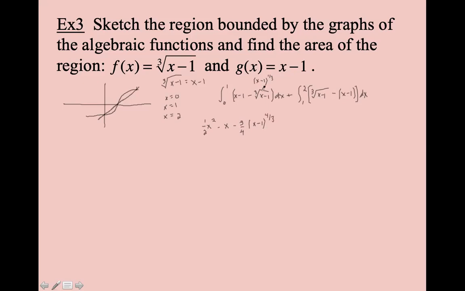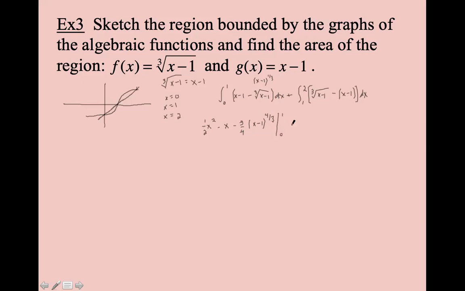Again, if I check the chain rule here, the derivative of x is just 1, so I don't need to worry about it. If you're not sure if you did the derivative right, do the power rule here. 4/3 times 3/4 is 1. Reduce this power by 1. 4/3 minus 3/3 is 1/3. All right, so there's that one. And I evaluate that one from 0 to 1.